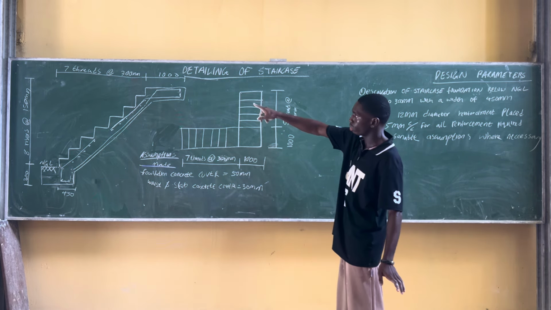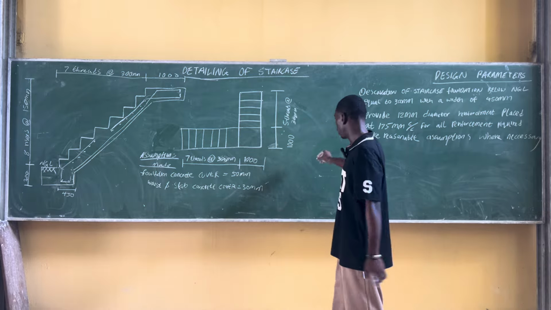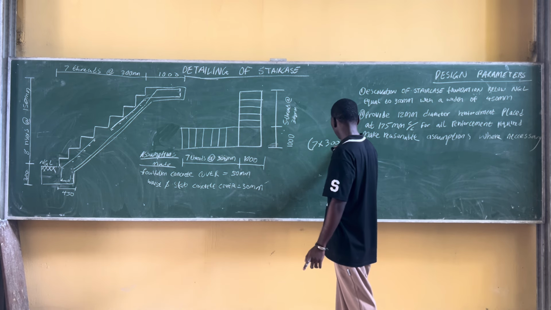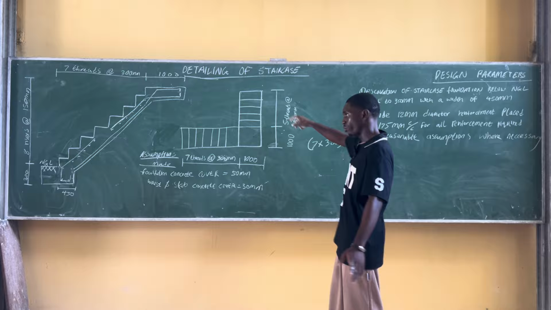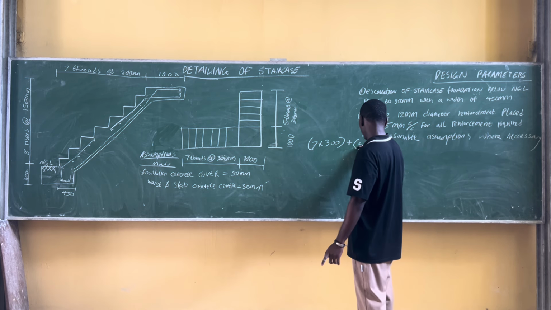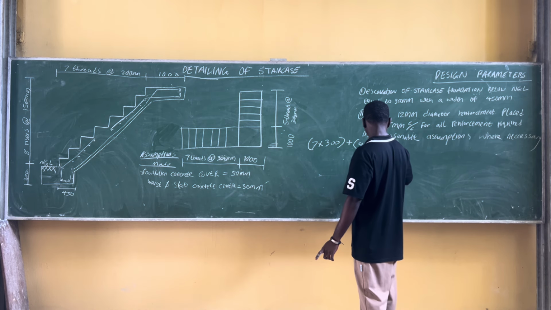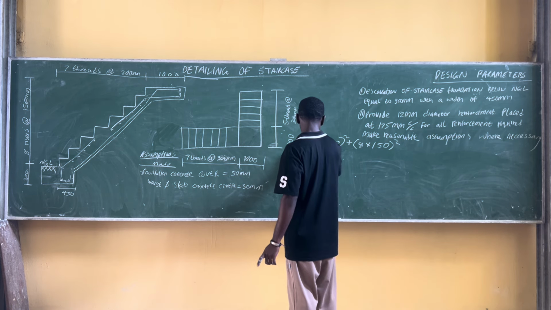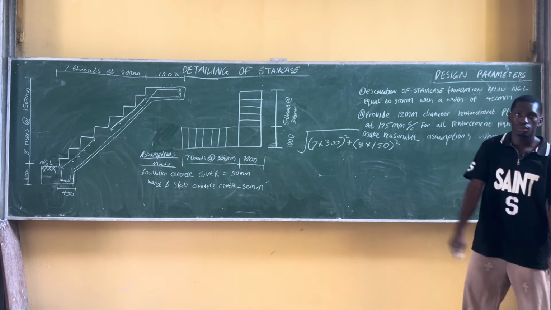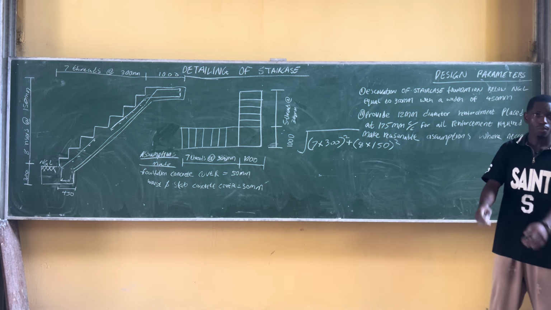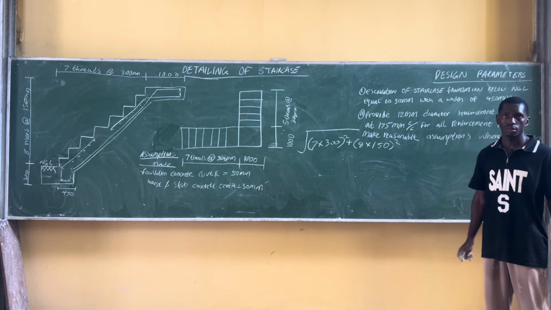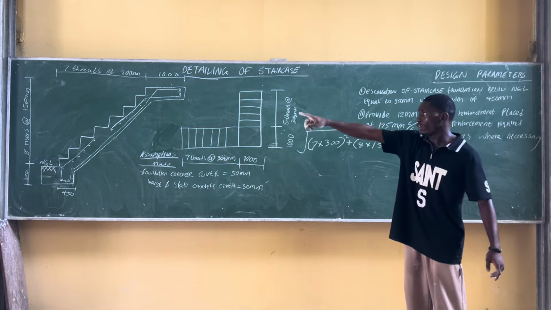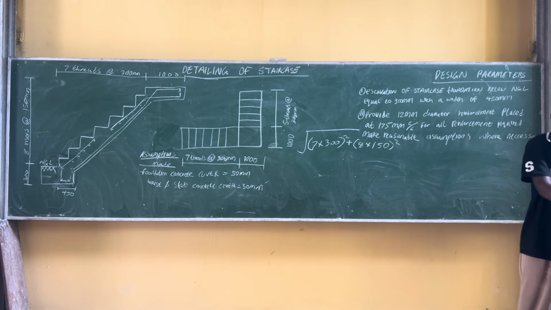They gave us 7 threads. 7 threads, that is one thread equals 300 millimeters. So we'll indicate it as 7 times 300 plus, they gave us 8 risers at 150 millimeters. 8 times 150. Everything all squared, and you get your square root. What will be the total distance? 8 risers. If you count these things, 8 risers. And if you count the threads, it's 7. 7 threads at 300 millimeters.